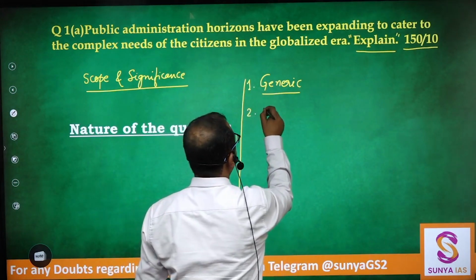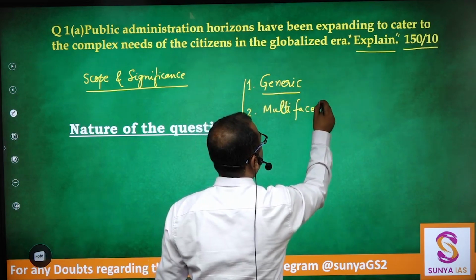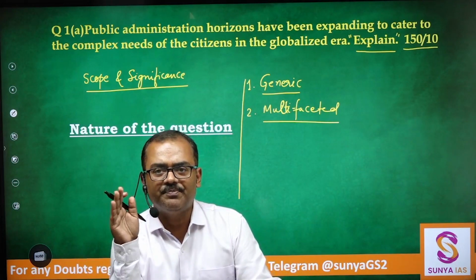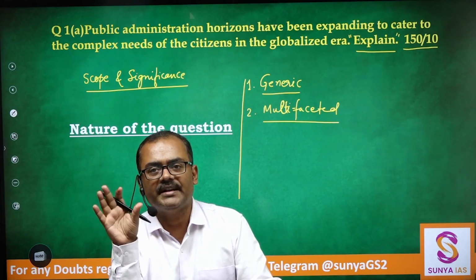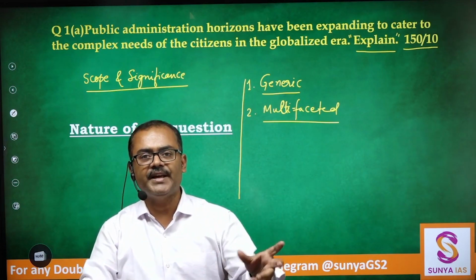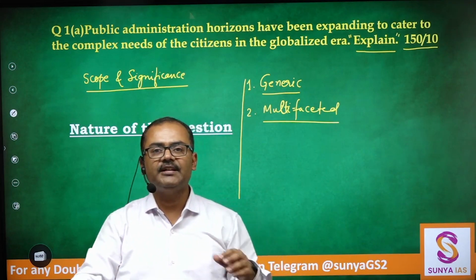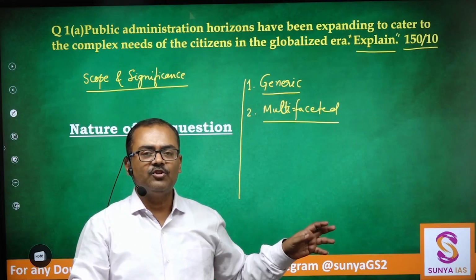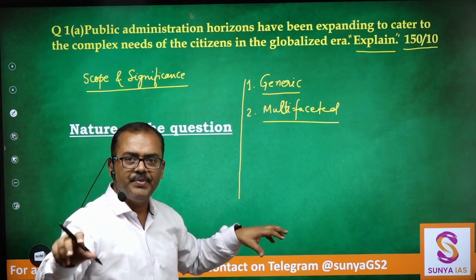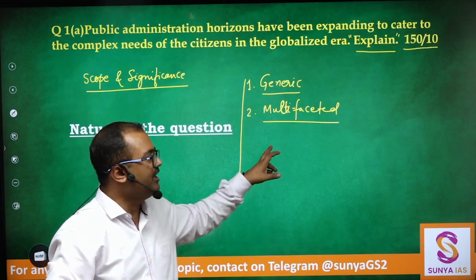Number 2, it is multifaceted in nature. That means the role and significance of public administration can be answered from various perspectives. You can write its role in policy formulation. You can write it from the perspective of crisis management. You can write its role in bringing socio-economic change in the life of the people, or its role concerning sustainable development. You can write the role of public administration by incorporating other institutional arrangements. So you have the scope of picking things from various aspects of the working of public administration. So we call it multifaceted.